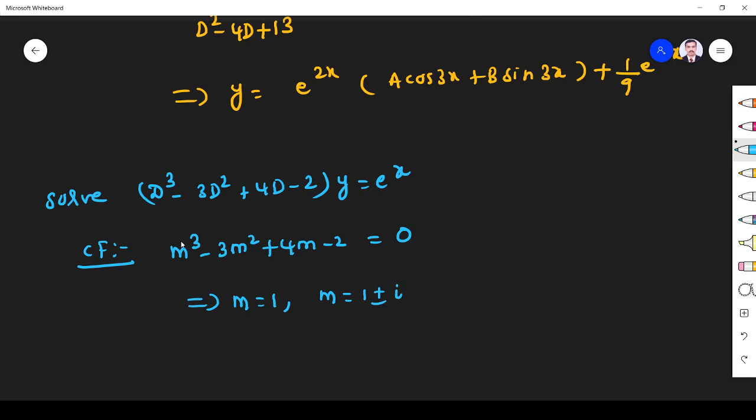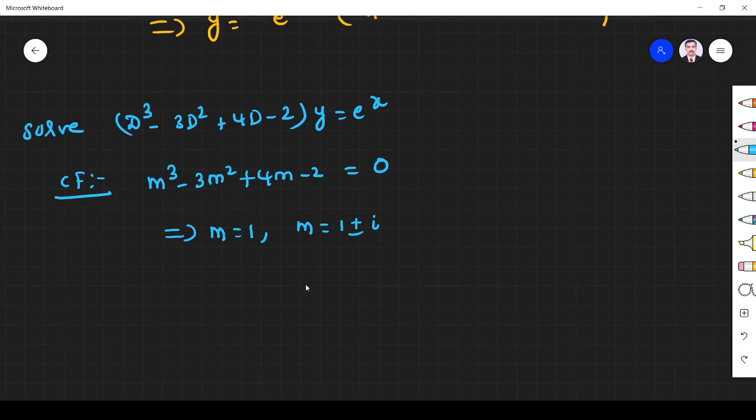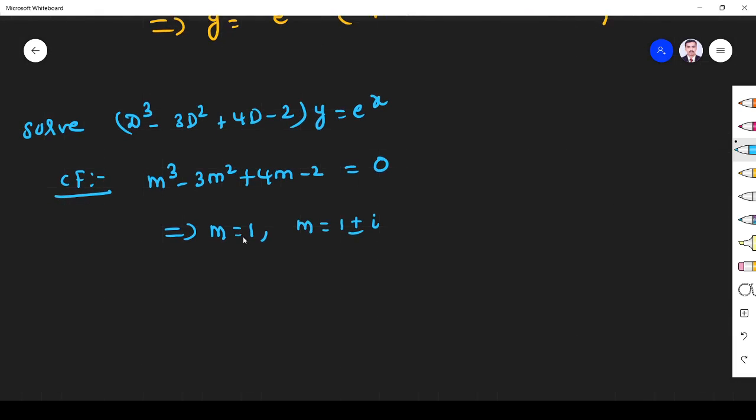So we have three roots. It is a power degree of 3, so we have three roots. This is a real root, and these are complex roots. So what is the form for the complementary function? y is equal to, for the real root, a e power m1x, so a e power x. For this root, only a e power x.